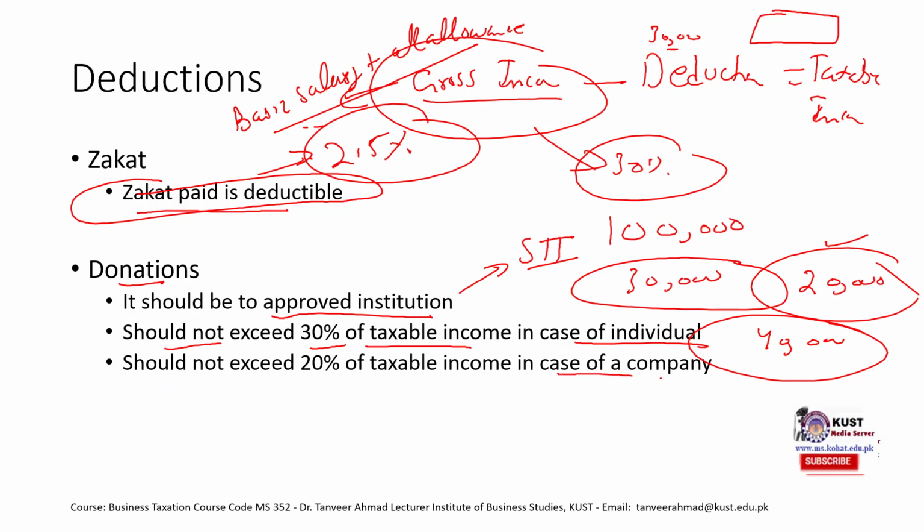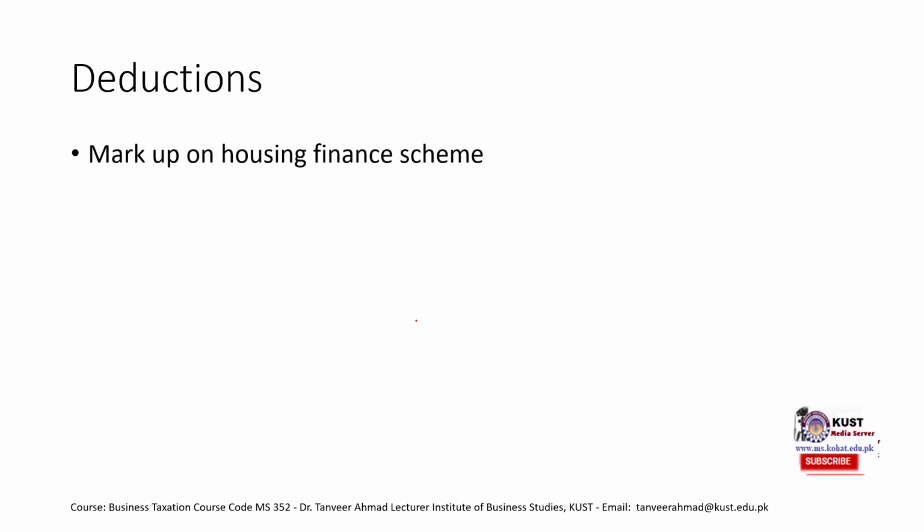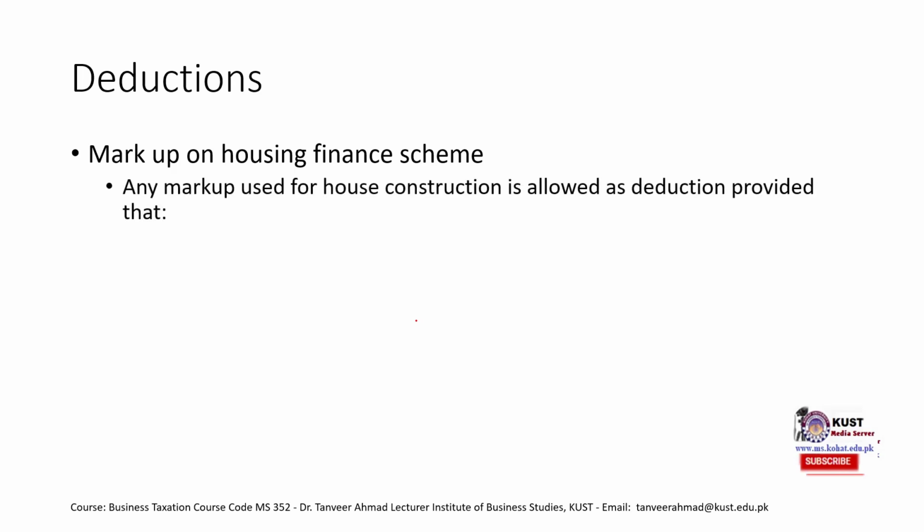In case of a company, the maximum deductible allowed limit is 20%, right? In case of an individual, it's 30%. In case of a company, it is 30%. Okay. So, markup on housing society or housing financing schemes.